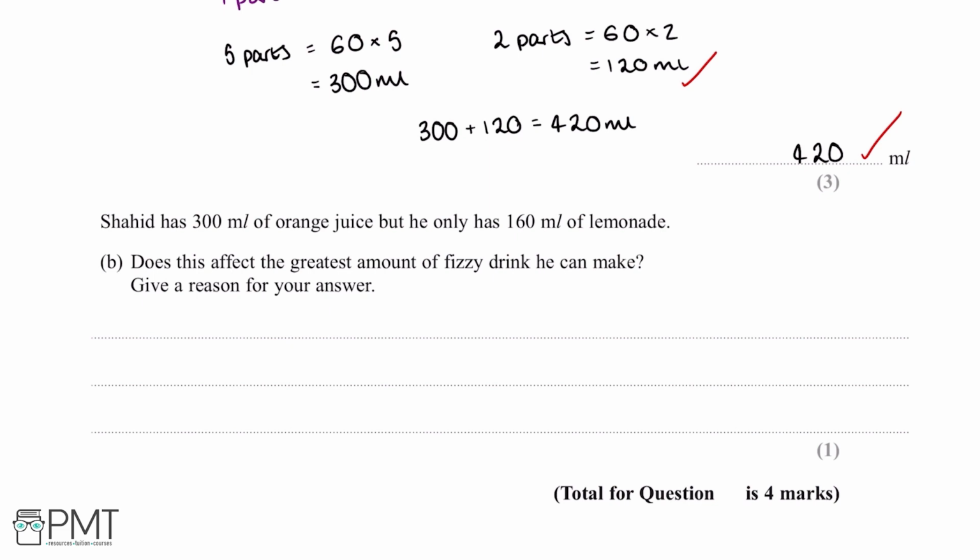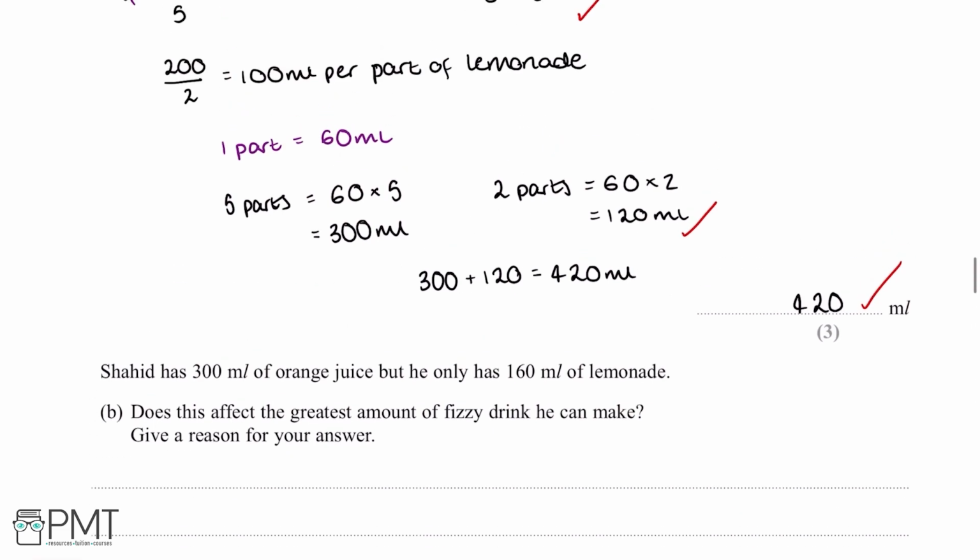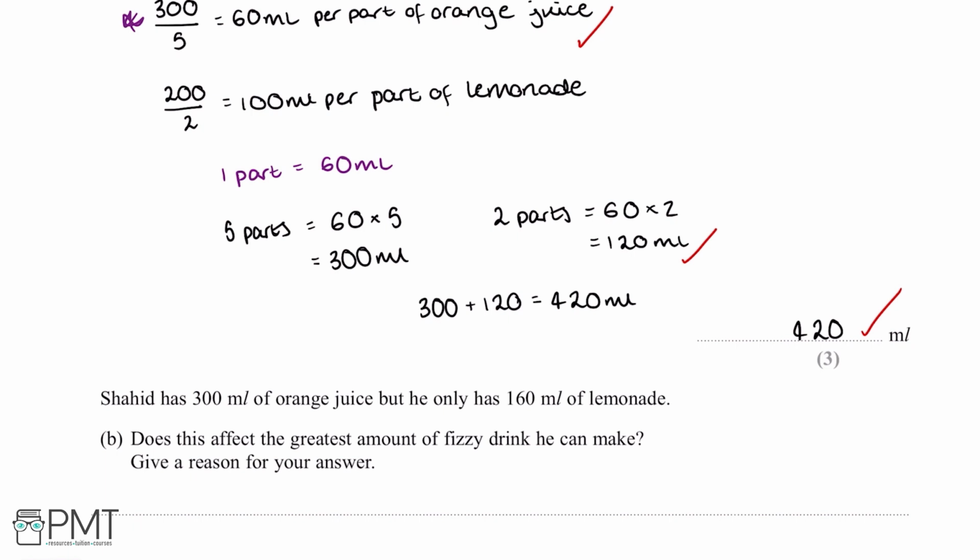So we worked out in part A of this question that the limiting factor for this drink was the orange juice, and 300 millilitres of orange juice was required to make 420 millilitres of the fizzy drink. However, only 120 millilitres of lemonade was required to make the 420 millilitres of drink. So therefore, even though Shahid has 160 millilitres of lemonade, only 120 are required. So therefore, the greatest amount of fizzy drink he can make will not be affected.